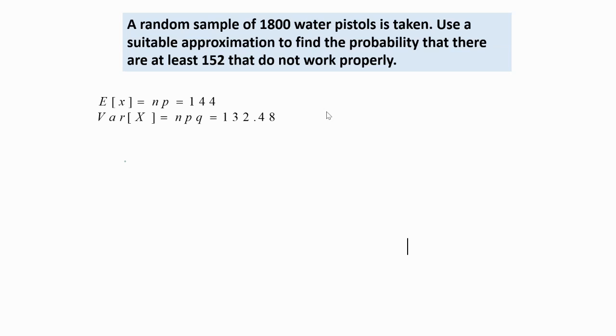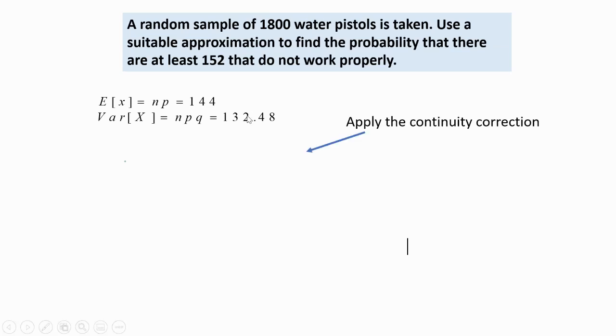So our expected value of x, which you are expected to know, is the mean. So that's your mean, the expected value of x is 144. Your variance is n times p times q. So the standard deviation is going to be the square root of that.